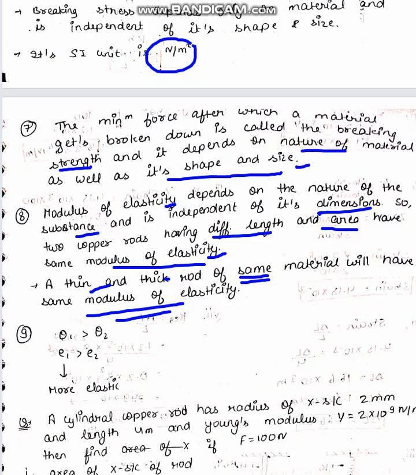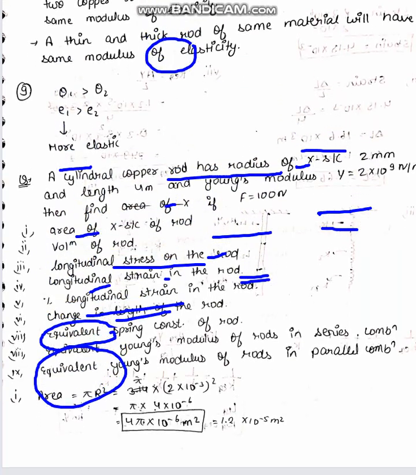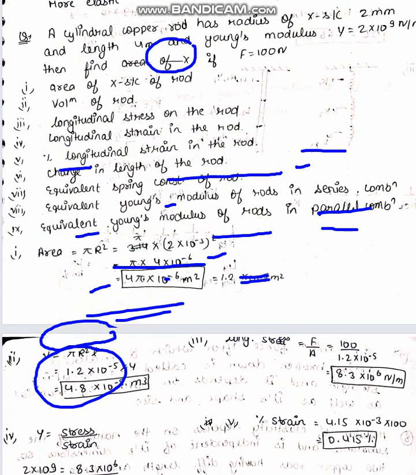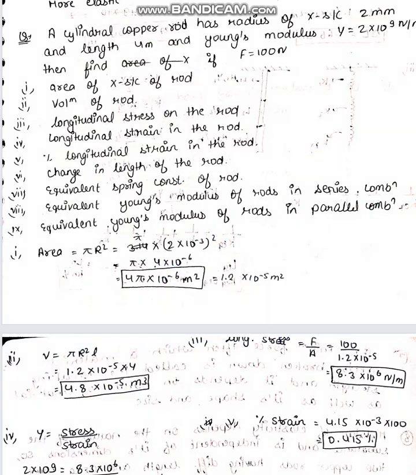So next is a graph based question. The larger the angle, the larger will be the elasticity, and hence the more elastic that material will be. Next, we have a question based on a cylindrical copper rod whose radius is given, and various parameters are being asked. The radius is 2 mm, length is 4 meter, Young's modulus is 2 into 10 to the power 9 Newton per meter square. We need to find the force given, the area, the volume, longitudinal stress, longitudinal strain, percentage longitudinal strain, change in length, equivalent spring constant, equivalent Young's modulus in series combination, then equivalent Young's modulus in parallel combination. So let's start with the first question.